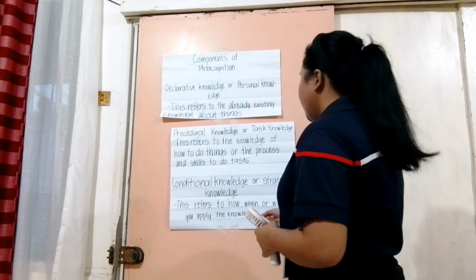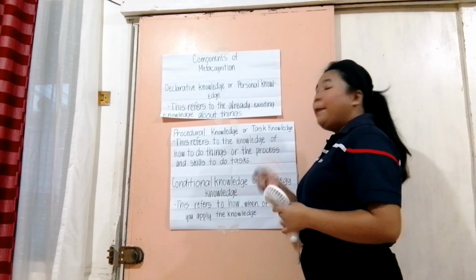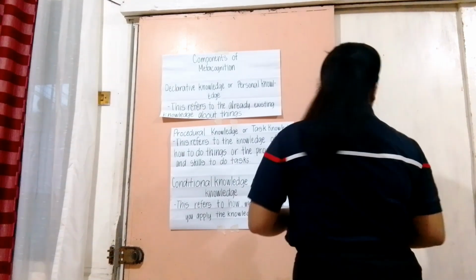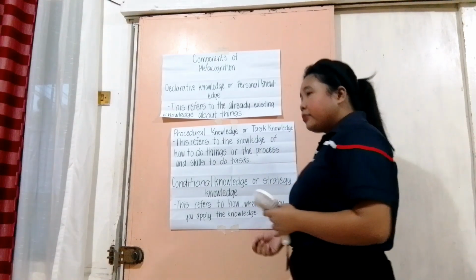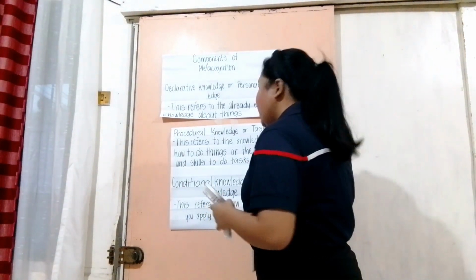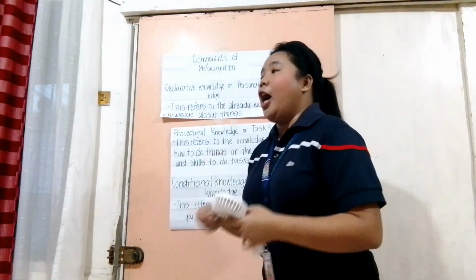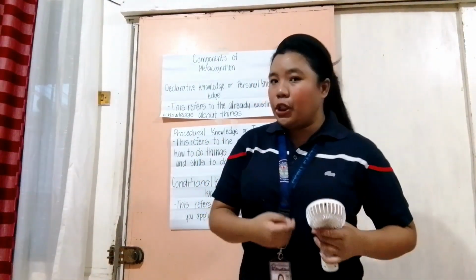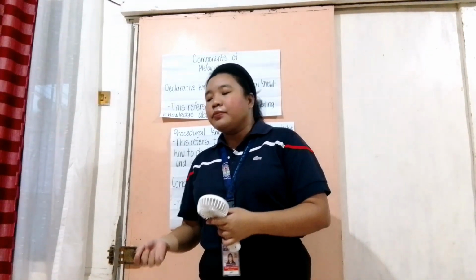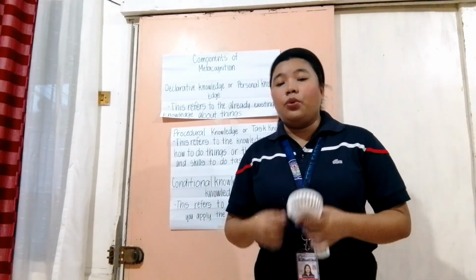And conditional knowledge or strategy knowledge, this refers to how, when, or why you apply the knowledge. This knowledge is easy to see in how the student applies it, or when and why they apply the knowledge. For example, in math, the student knows where to subtract. Then if they buy something outside, they can apply that same learning.